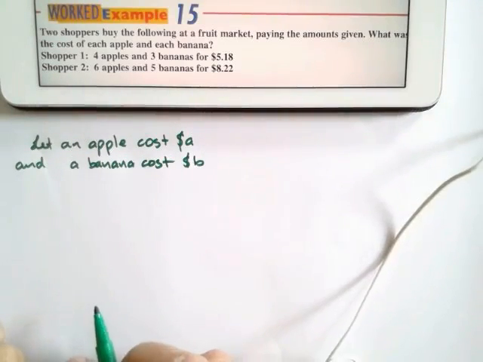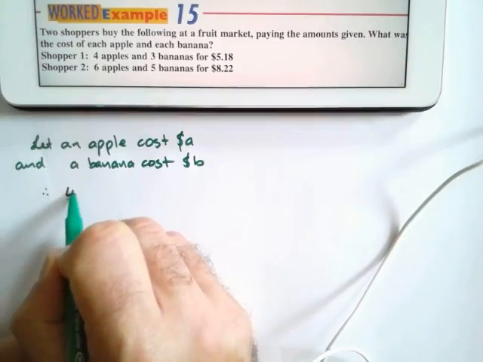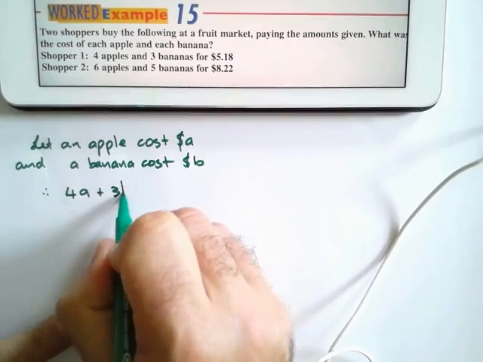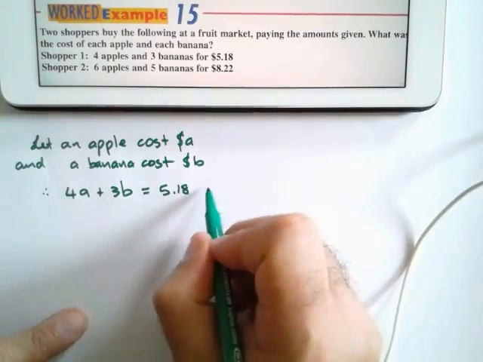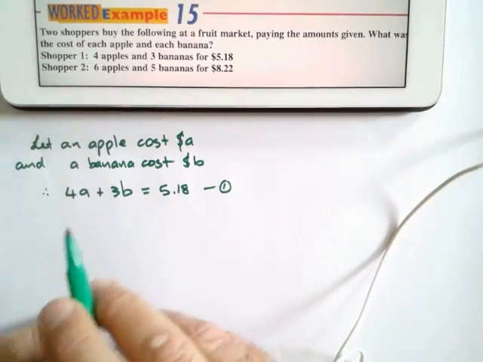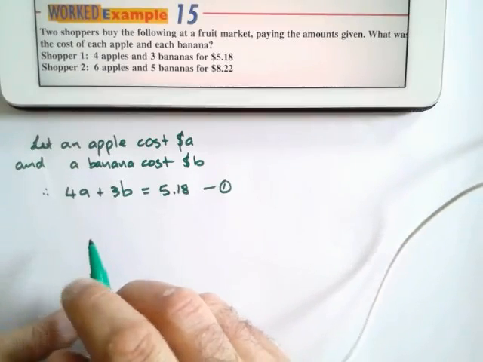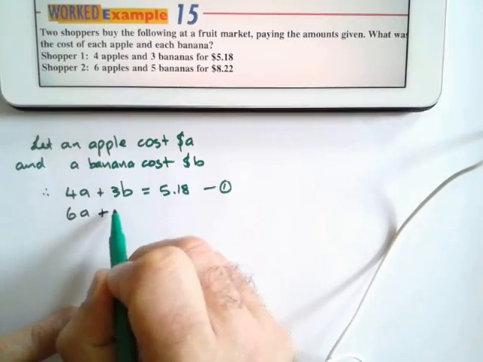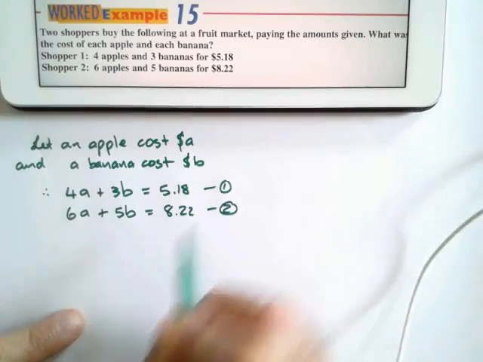Okay, so we've got A and B. That's our two variables. Now you need to see what they give us. They say 4 apples, which means 4A, plus 3 bananas, 3B, will cost $5.18. This will be our first equation. Because I have 2 unknowns, I need 2 equations. That's the rule. If I have 1 unknown, I need 1 equation. If I have 3 unknowns, I need 3 equations, etc. So 6 apples, 6A, plus 5 bananas, 5B, equals $8.22. That will be our second equation.